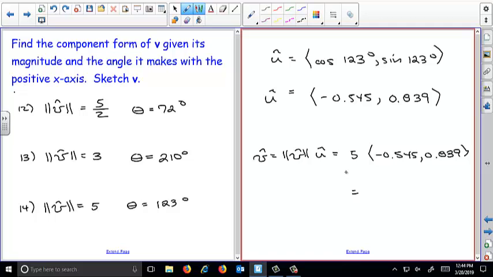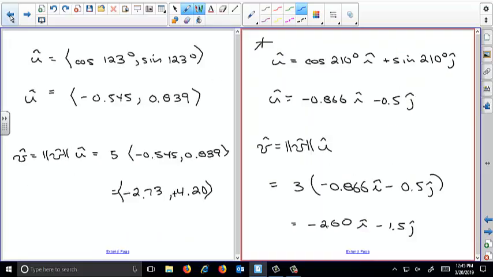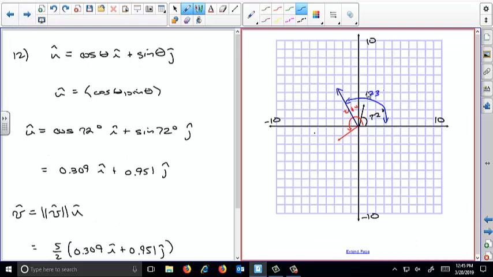So 5 times negative 0.545 is negative 2.73, and 5 times 0.839 is 4.20, negative, positive. So this is going to be in the second quadrant, 2.7 and 4.2. So you go negative 2.7, positive 4.2, which would be about right there. And this angle here is 100 and whatever it was, 23 degrees.